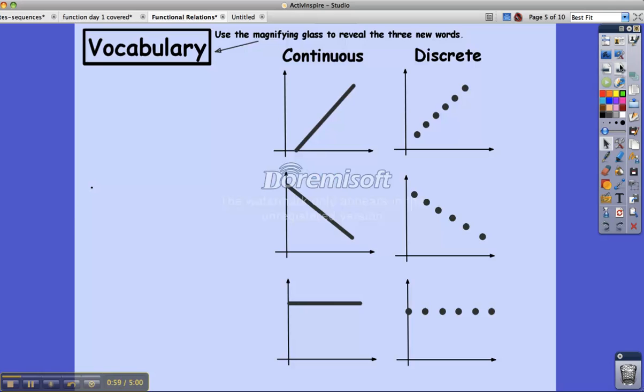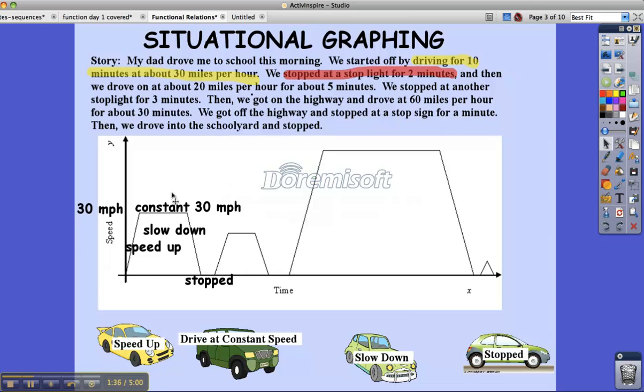Ooh, I almost forgot. So quickly, we wanted to talk about continuous and discrete. Again, remember our last video talked about continuous and discrete, so these should be no big deal. Continuous, look, the line goes on and on and on, like there's no dots. This includes every value in between here and here. Discrete, it's just in particular points. So these are increasing graphs, these are decreasing graphs, and these are constant graphs. So that's like what we talked about on the last page, two pages ago. In our situational, these were increasing, constant, and decreasing.